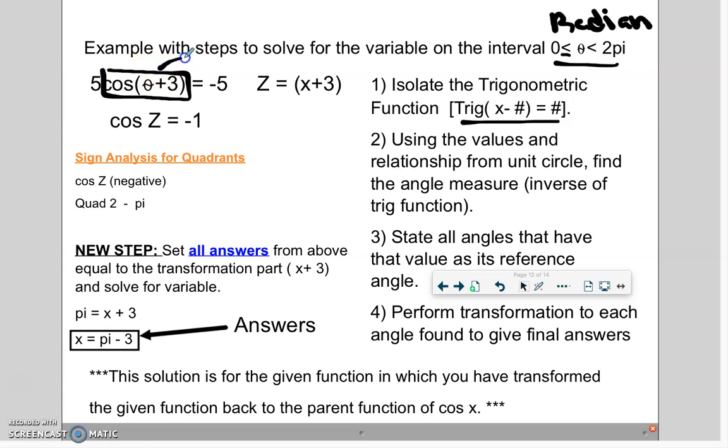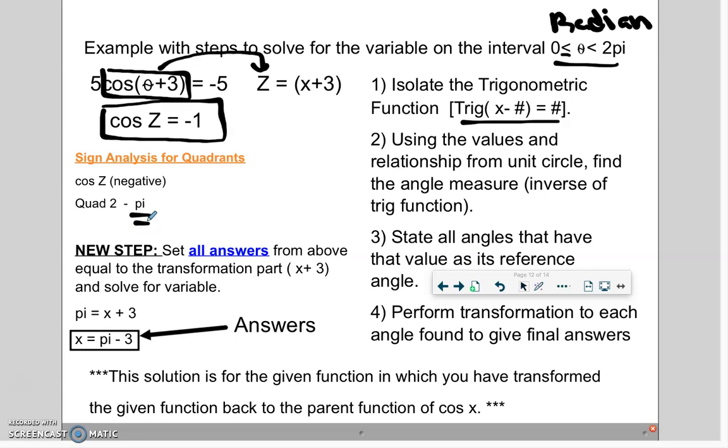So what I did was I let z represent the whole trig function of what the transformation is. So the x plus 3, or the theta plus 3. This should be a theta. So I divide by 5, I get -1. And now I'm just going to solve this expression like we've done before and say, where does cosine of z equal -1? So this is my sign analysis. I know that cosine is negative in quadrants 2 and 3. And then I ask myself, where is the cosine equal to -1? And the only answer is pi.